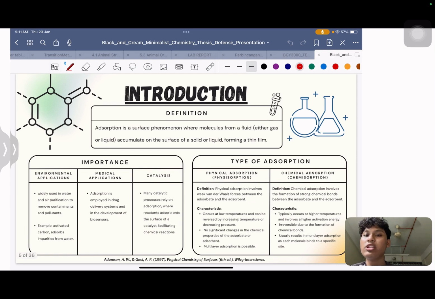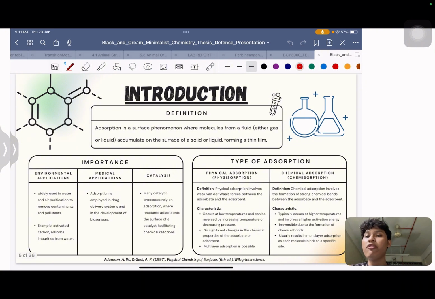For medical application, adsorption is employed in drug delivery systems and in the development of biosensors. Catalysis: many catalytic processes rely on adsorption, where reactants adsorb onto the surface of a catalyst to facilitate the chemical reaction. We have two types of adsorption, which are physical adsorption and chemical adsorption. Physical adsorption involves weak van der Waals forces between adsorbate and the adsorbent, while chemical adsorption involves the formation of strong chemical bonds between the adsorbate and adsorbent.